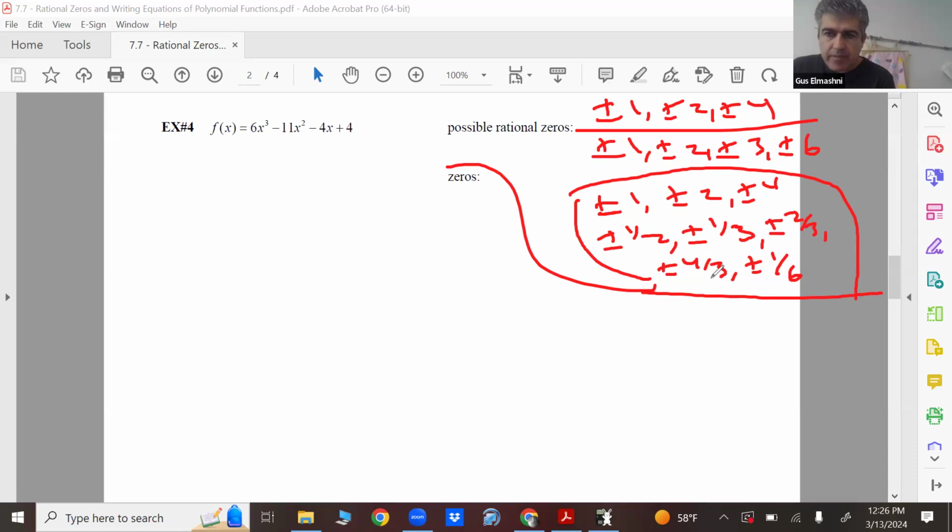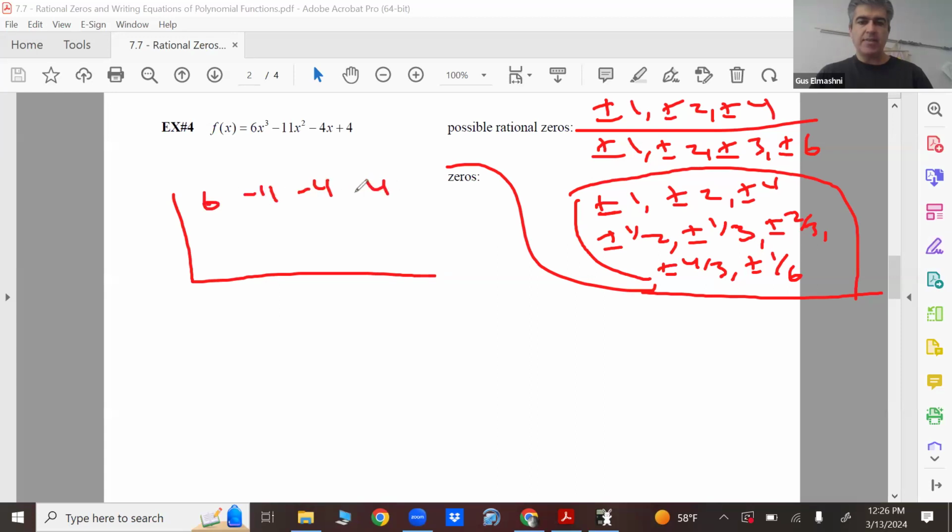It looks like it's 16 possibilities. But you know what? We're going to use the calculator to figure out where it touches the x-axis. Because again, to take a leap of faith and say, well, what if 1 works? What if negative 1 works? I'd need to do this 5 or 6 times. I don't like that. That's just dumb.